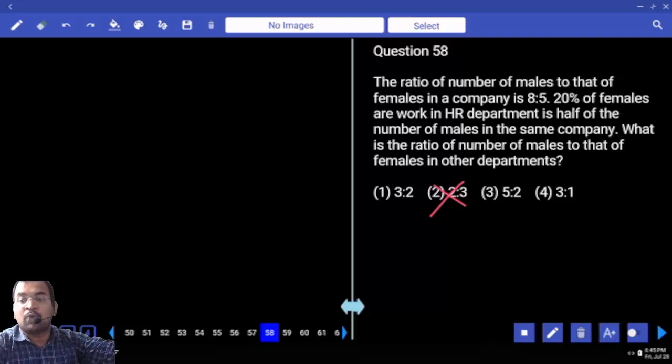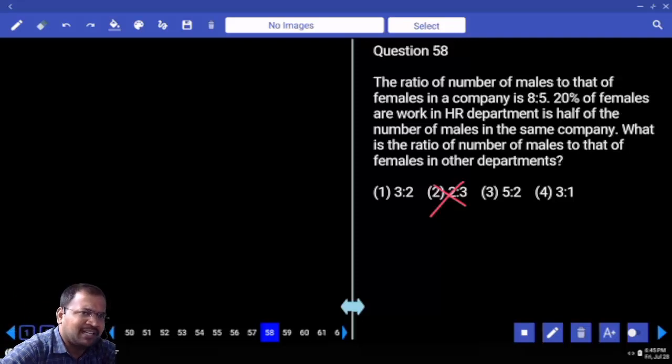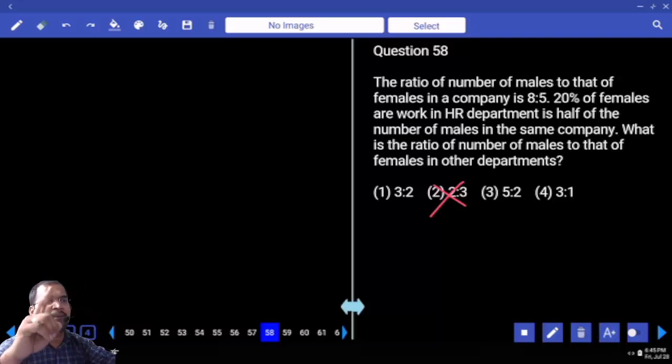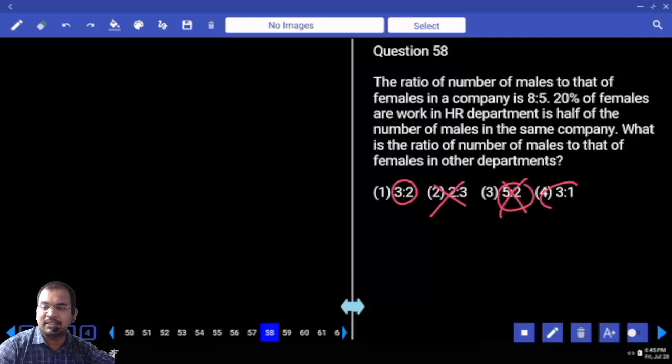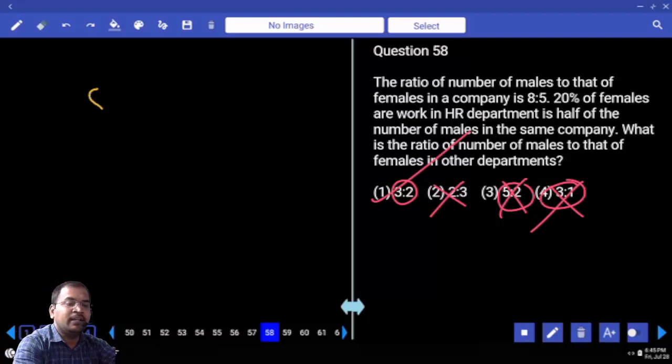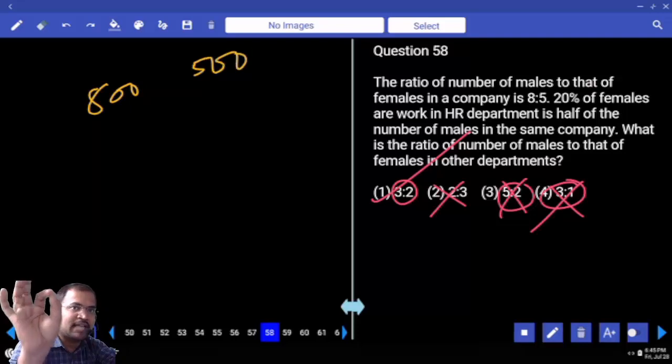Next, 20% of the females are working in the HR department. If 20% are in HR, the remaining 80% are in other departments. 20% is 1 by 5, and other is nothing but 4 by 5. The denominator is consistent and that is 5 only. Are you clear or not? The total number of females should be a multiple of 5. Here it is 5, but in the options it is 7. So your answer is option 1. If you want, go home and take 800 and 500, or 8x and 5x, and do it carefully.